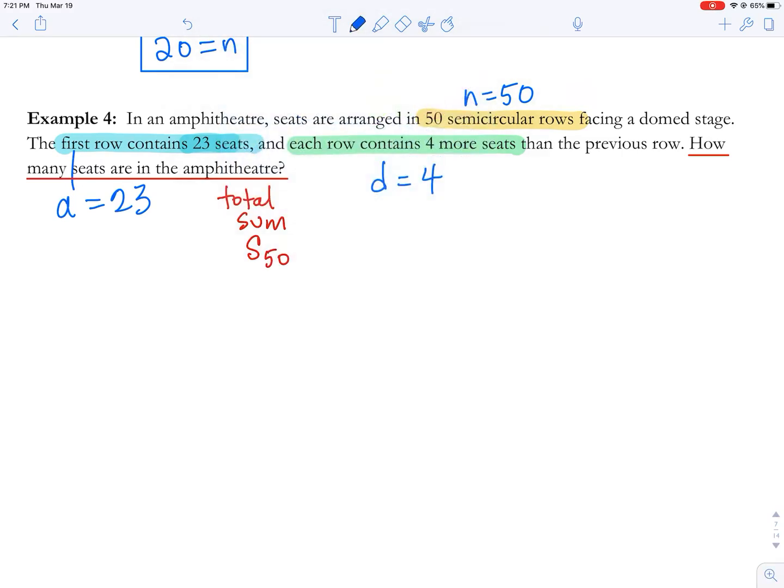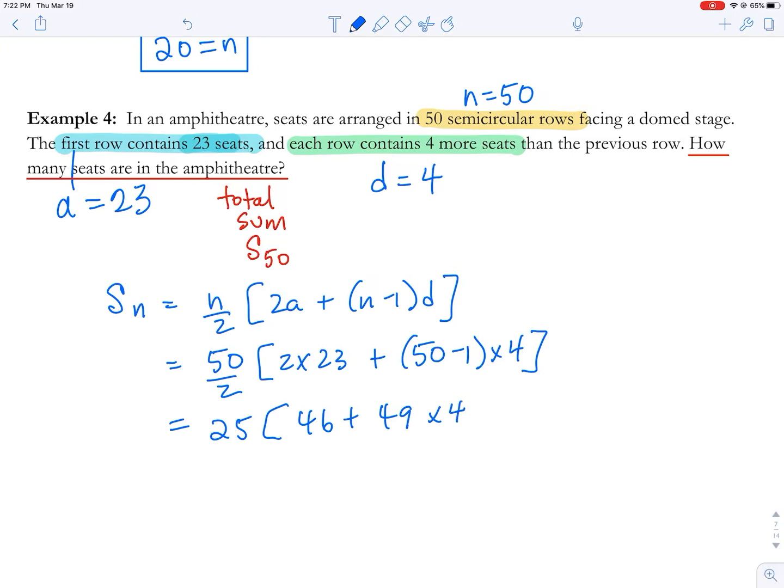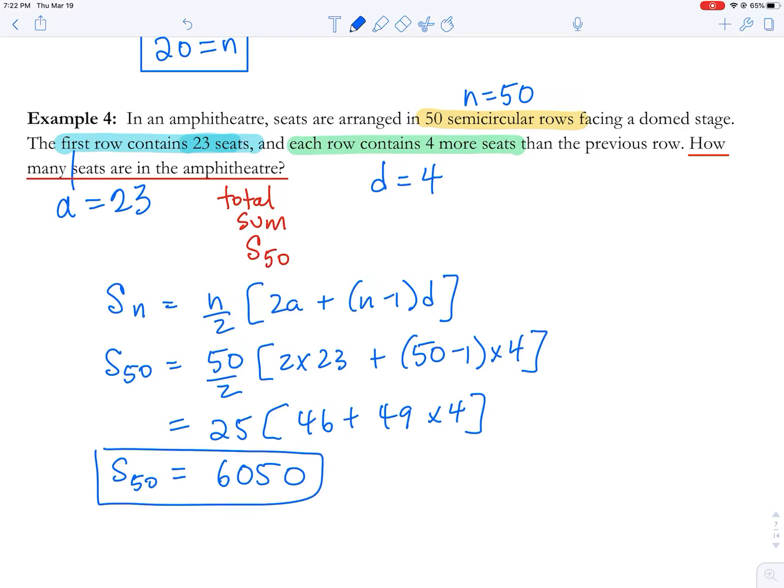So we're going to use the version of S of n where it's n over 2, 2a plus n minus 1 times d. So that's going to be n was 50 over 2, bracket 2 times 23 plus 50 minus 1 times 4. So 25 bracket 46 plus 49, 49 times 4, sorry. And that whole thing equals 6050. So this was the sum of the first 50 numbers in our sequence.